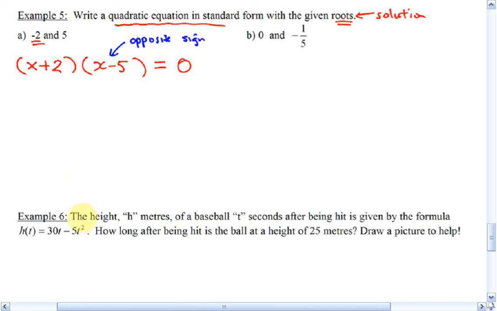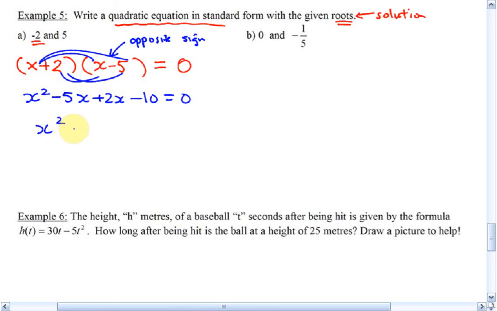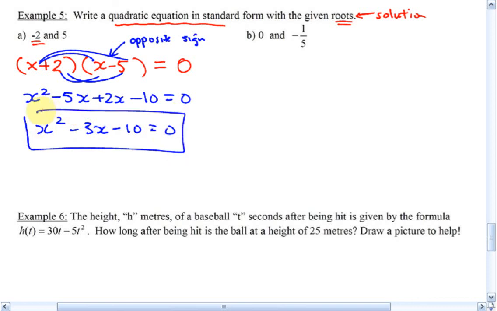Almost. What I'd like you to do is get rid of the brackets. So let's go ahead and expand. x times x is x squared. x times negative 5 is negative 5x. 2 times x is 2x. 2 times negative 5 is negative 10. And once you've done this, look at this. It's much prettier. There's your answer. That's a beauty. Very good.